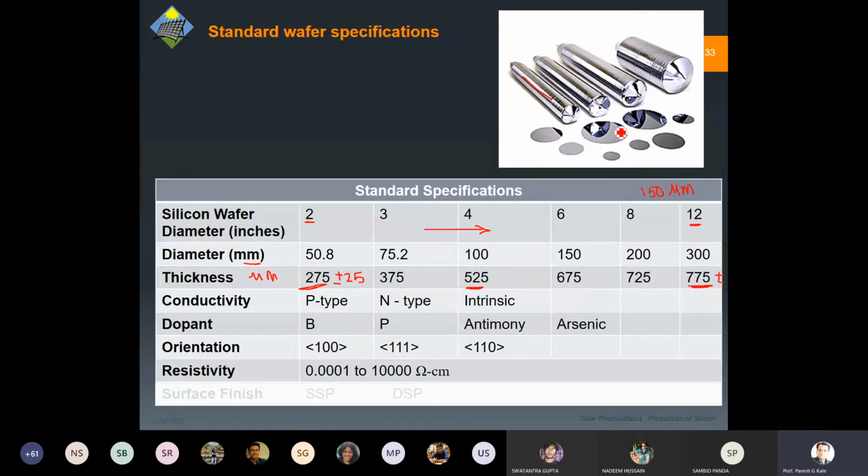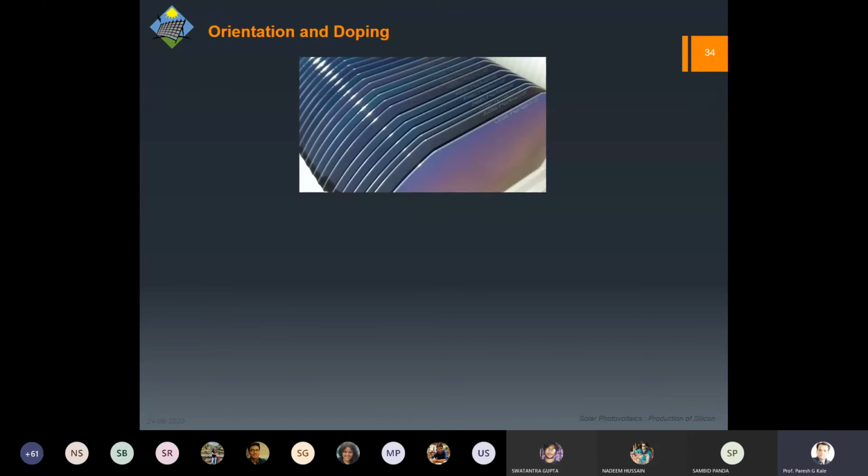Now obviously this is a thin film. It has some resistance, and it is given in ohm centimeter. The next thing, as I have said, is the surface finish. It can be single side polished or double side polished. If you want to make a device only on one side, why polish the other one? But there are some processes where the device is made on both sides. In that case, you require a double side polished wafer. So these are the wafers.